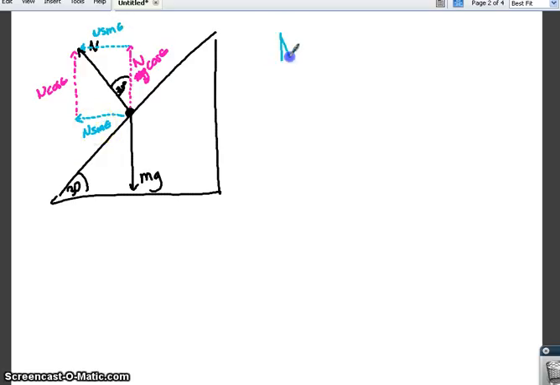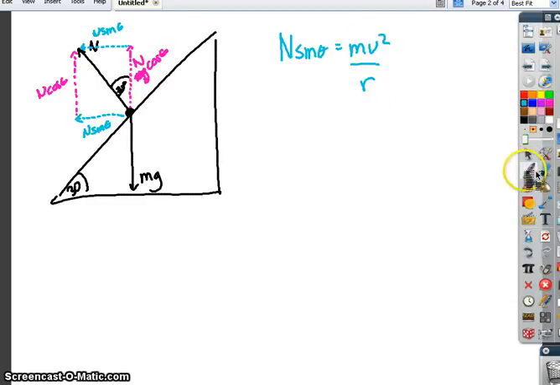So n sine theta equals mv squared over r. So that's our first way to set it up. A car on a banked curve, the centripetal force is this force pointing inward, and that equals mv squared over r. I'm going to take this one step further because this equation will pop up on you.